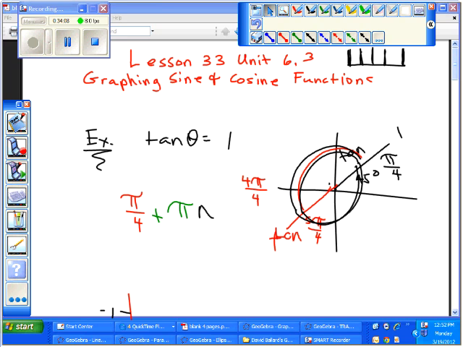So when we get to tangent, it repeats itself. What would you say then that the period for tangent is? The period for tangent is pi. The period for sine is 2 pi. And the period for cosine is 2 pi. Okay? Everybody see that? Now, we're not to tangent yet, but I thought you needed to see that.